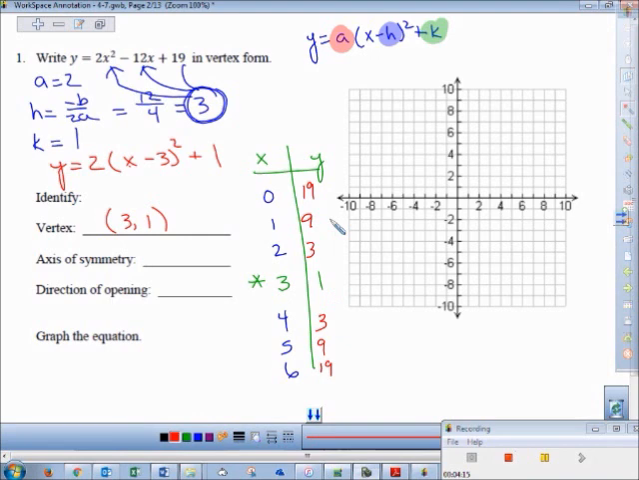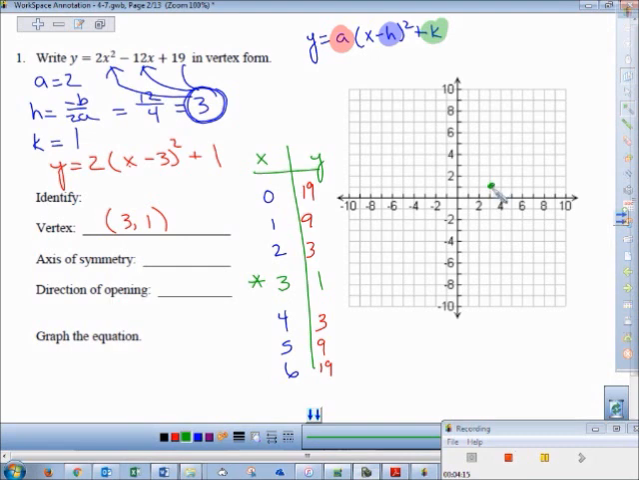Did you get 19 back? Takes a little bit. 6 minus 3 is 3. Squared is 9. 18. 19. And obviously we won't be able to graph that with this grid, but now let's graph. Plot the vertex first. 3, 1.